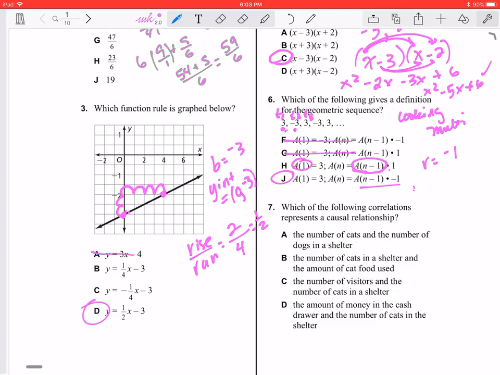Alright, number 7. Which of the following correlations represents a causal relationship? Causal means that it causes it to happen. The number of cats and the number of dogs in a shelter? Nope. The number of cats in a shelter and the amount of cat food used? Well, that could be causal. The number of visitors and the number of cats in the shelter? Nope. The amount of money in the cash drawer and the number of cats in the shelter? Nope. Okay, so our answer is, of course, B.